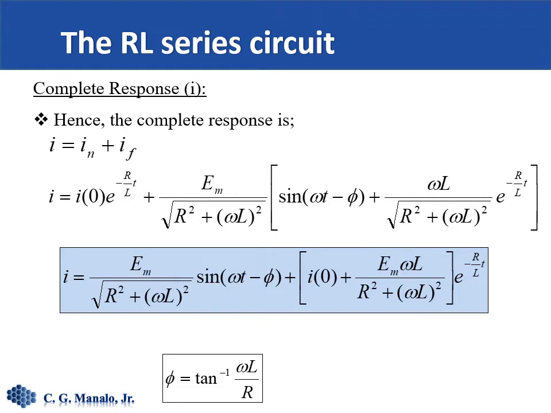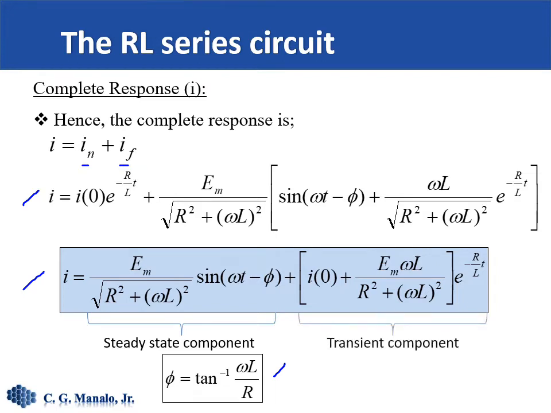Hence, the complete response is now the sum of the natural response and the forced response. So this is the complete response, and after some rearrangement, we can write it in this manner, where again phi is defined as this one. So the first term here in the complete response, we call this the steady state component, while the second term is called the transient component.